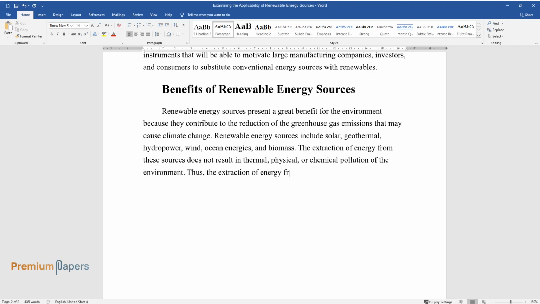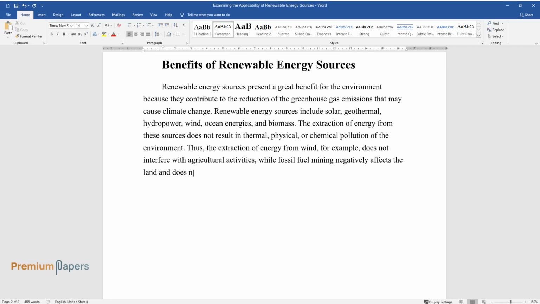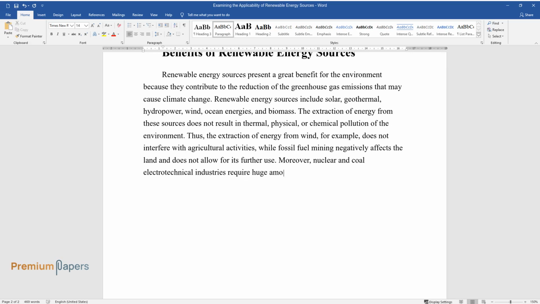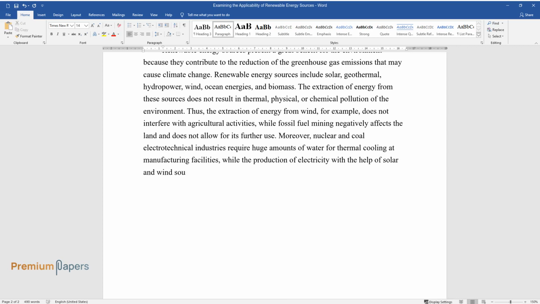Thus, the extraction of energy from wind, for example, does not interfere with agricultural activities, while fossil fuel mining negatively affects the land and does not allow for its further use. Moreover, nuclear and coal electrotechnical industries require huge amounts of water for thermal cooling at manufacturing facilities, while the production of electricity with the help of solar and wind sources uses comparatively small water volumes.